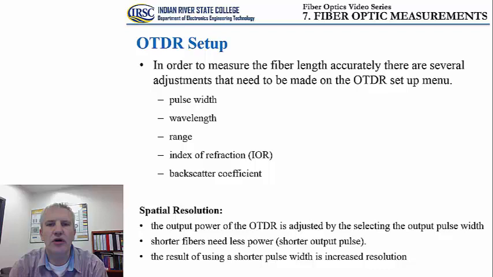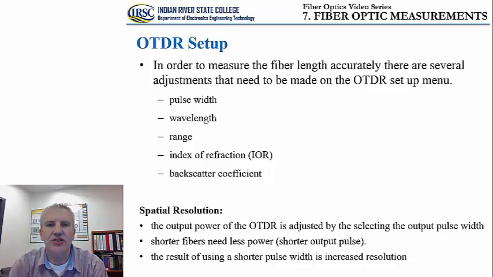There are a few other things that are important to adjust for proper spatial resolution. For example, the output power of the OTDR is adjusted by selecting the output pulse width. Shorter fibers need less power. In such a case, you use a shorter output pulse, and the result of using a shorter pulse is increased resolution. So you can see different parameters here that play against each other, and for a specific application, for a specific length of the optical fiber under test, you would want to adjust some of these settings so that you end up with the most optimized measurement using this type of equipment.